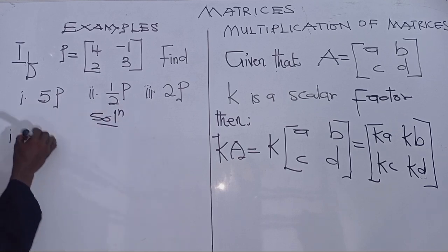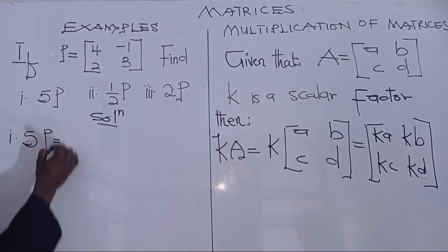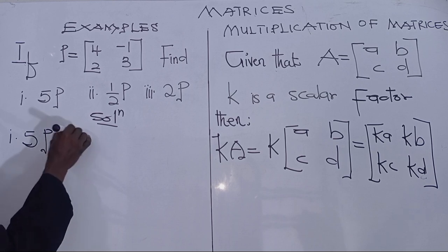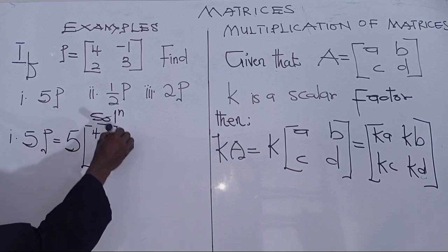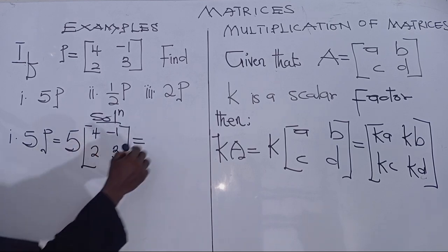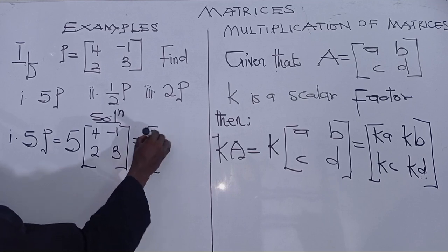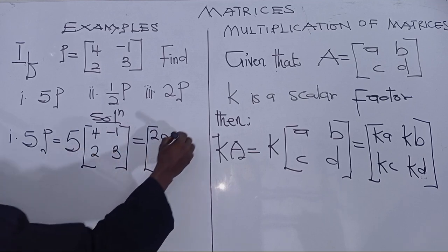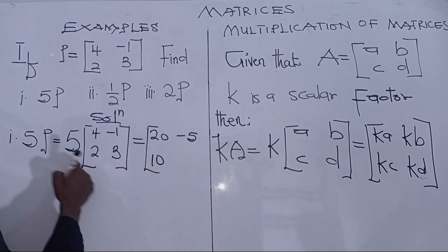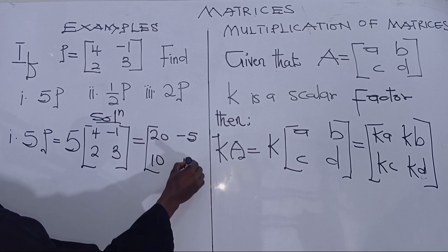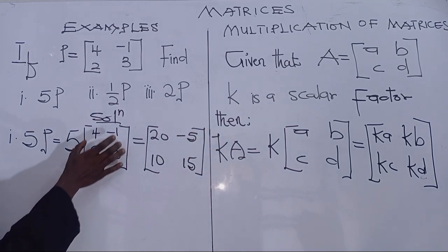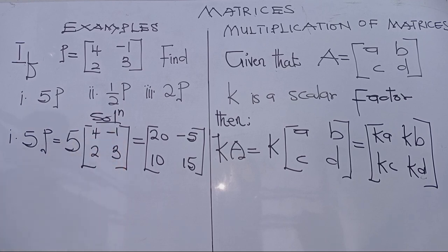We have 5P. It means we are going to multiply the matrix by the scalar factor, which is 5. So we are going to have 5 times 4 will give us what? 20. 5 times minus 1 will give us minus 5. 5 times 2 will give us what? 10. 5 times 3 will give us what? 15. As easy as that. Multiplying the entries in the matrix by the scalar factor.